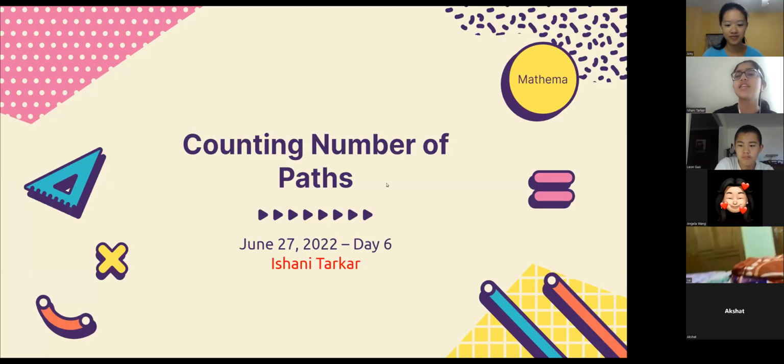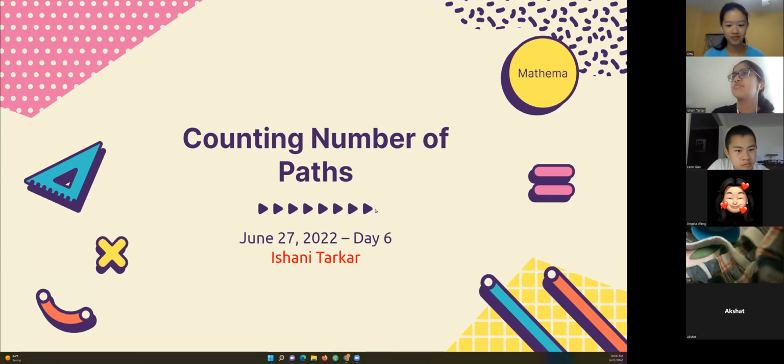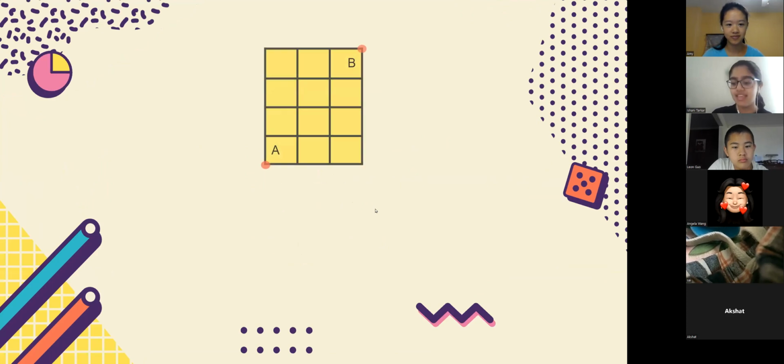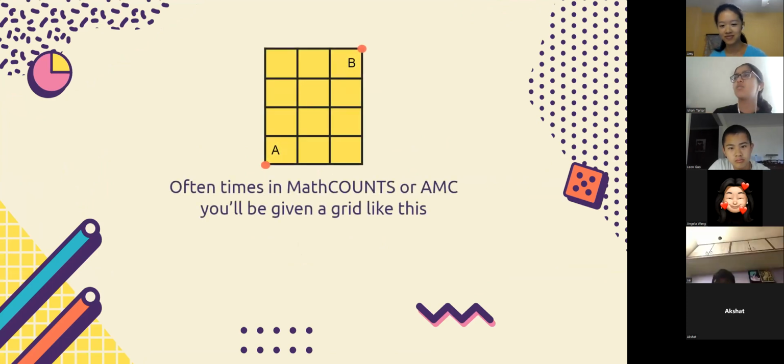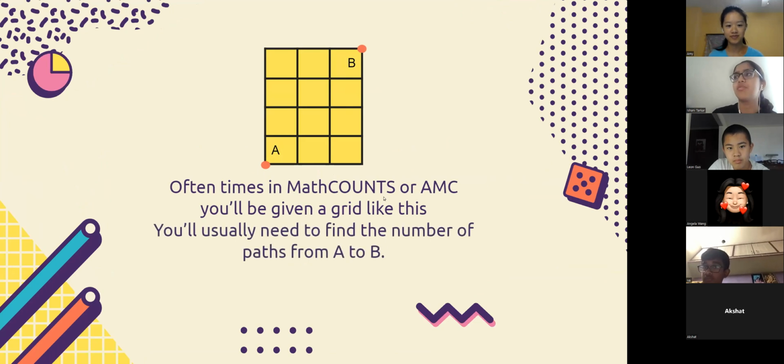Okay, so today we're going to be going over counting numbers of paths. At first you might think this is really easy, and it is, but what I'm talking about is that oftentimes in MATHCOUNTS or AMC, you're going to be given a grid like this and asked to find the number of paths from A to B.